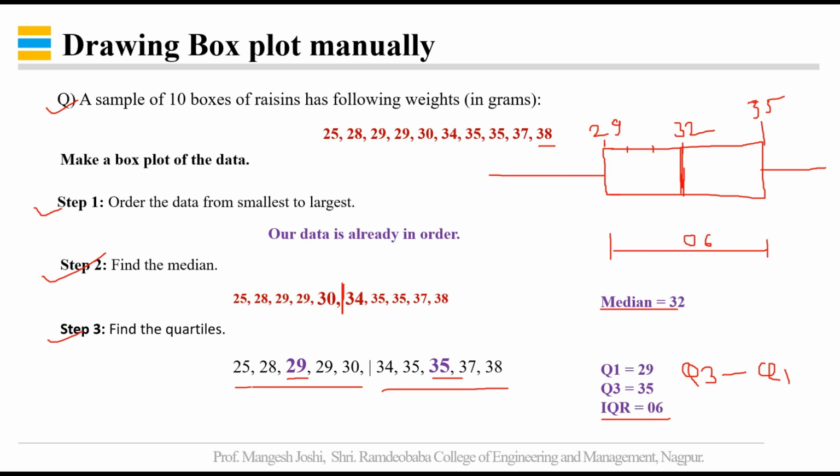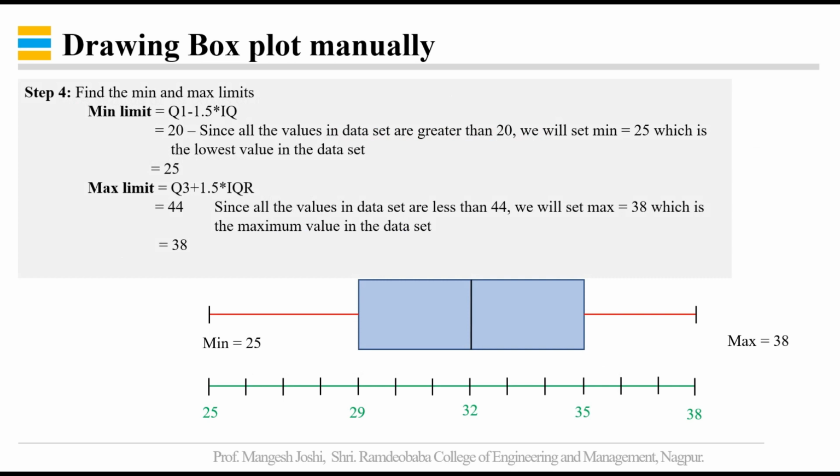Now let us find out the minimum value and maximum value of the dataset. Step 4 is finding the minimum and maximum limits, which is given by the formula Q1 minus 1.5 times IQR, and the maximum limit is Q3 plus 1.5 times IQR. The value of Q1 minus 1.5 times IQR is 20. Since all the values in the data set are greater than 20, we will set the minimum value to 25, which is the lowest value in the data set.